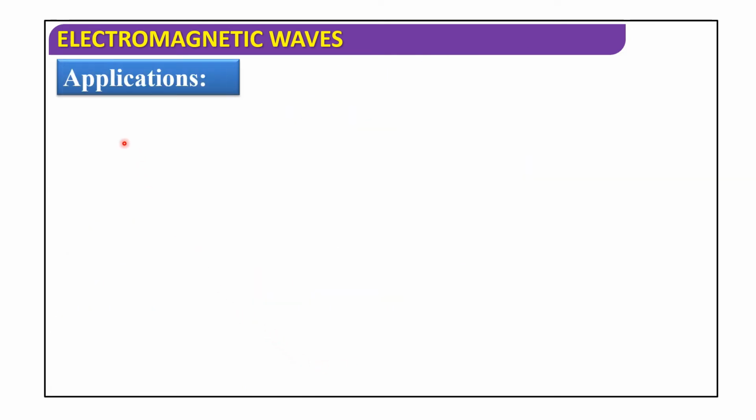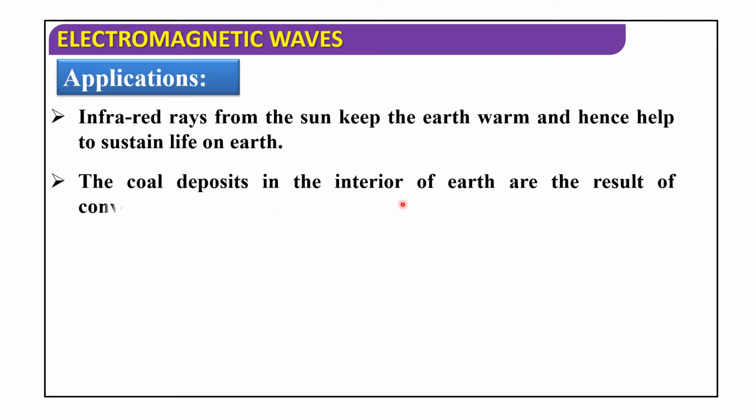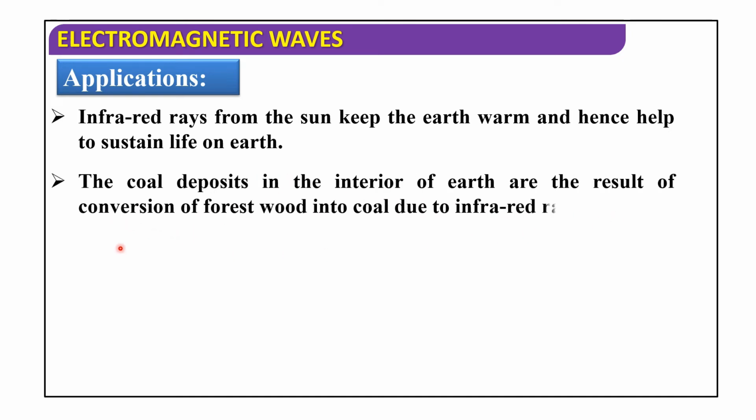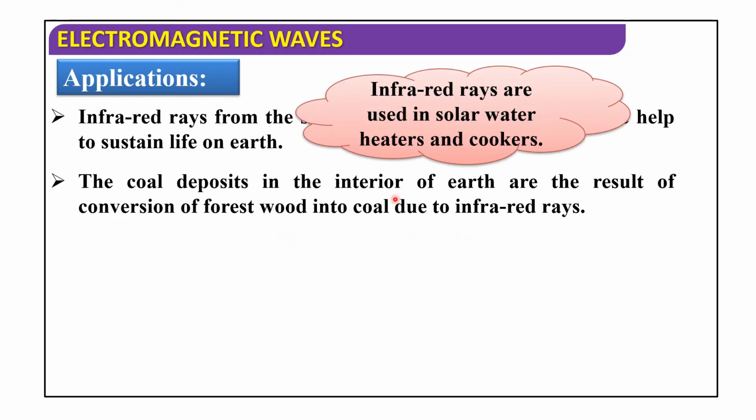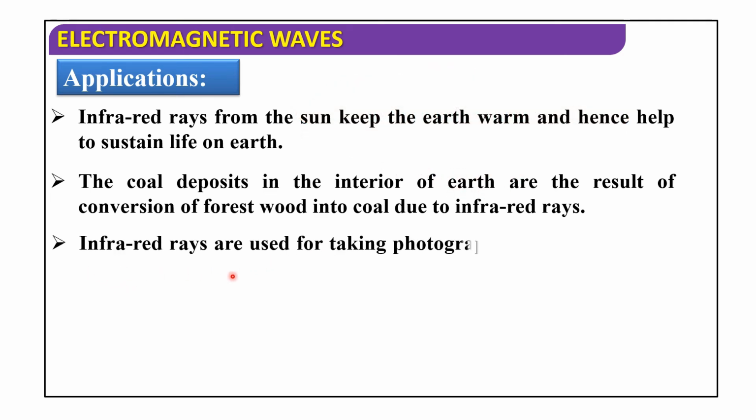Now discuss applications. Infrared rays from the sun keep the earth warm and hence help to sustain life on earth. The coal deposited in the interior of the earth is the result of conversion of forest wood into coal due to infrared rays. Infrared rays are used in solar water heaters and cookers. Infrared rays are used for taking photographs during conditions of fog, smoke, etc.